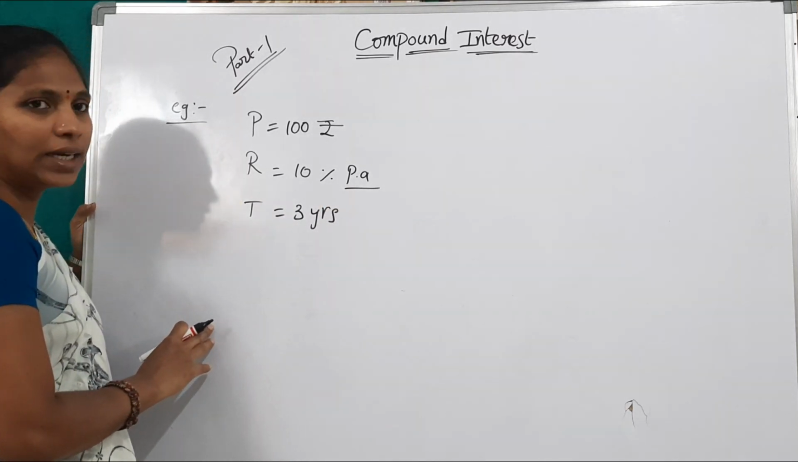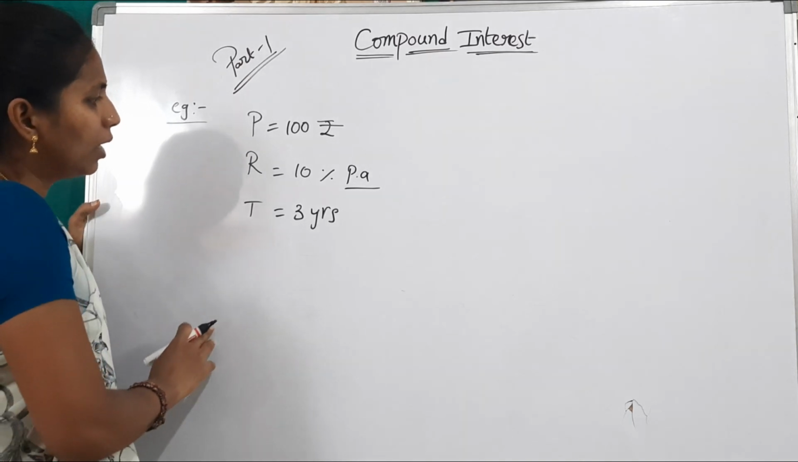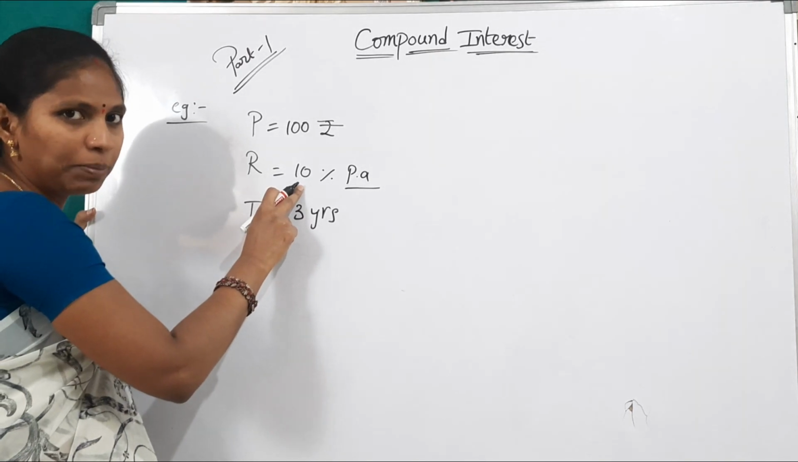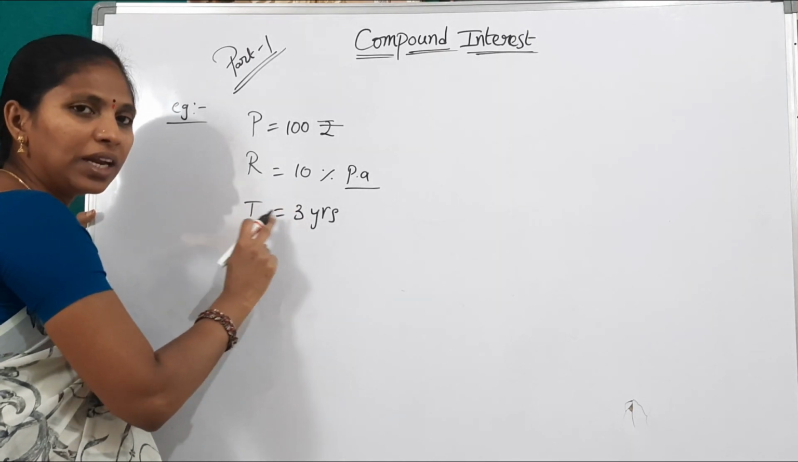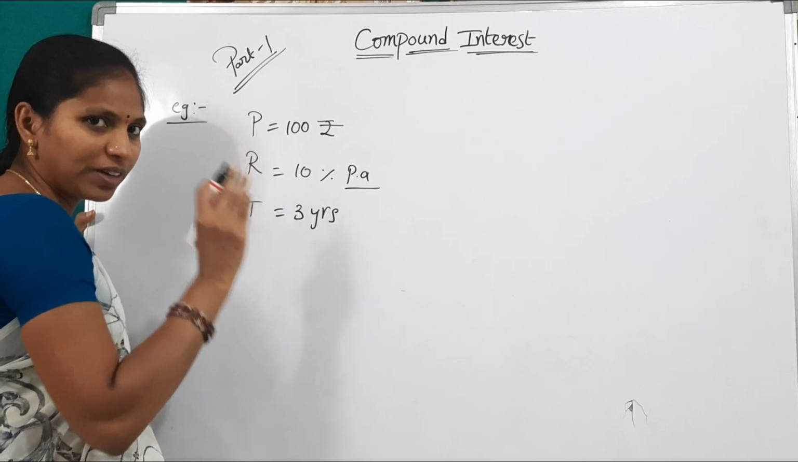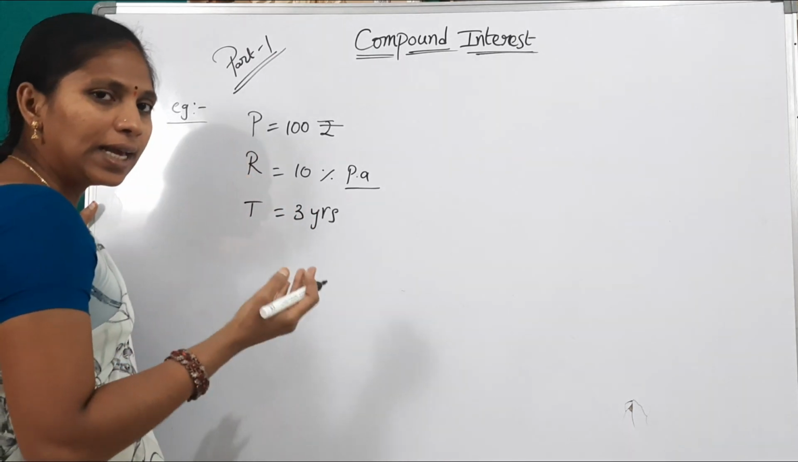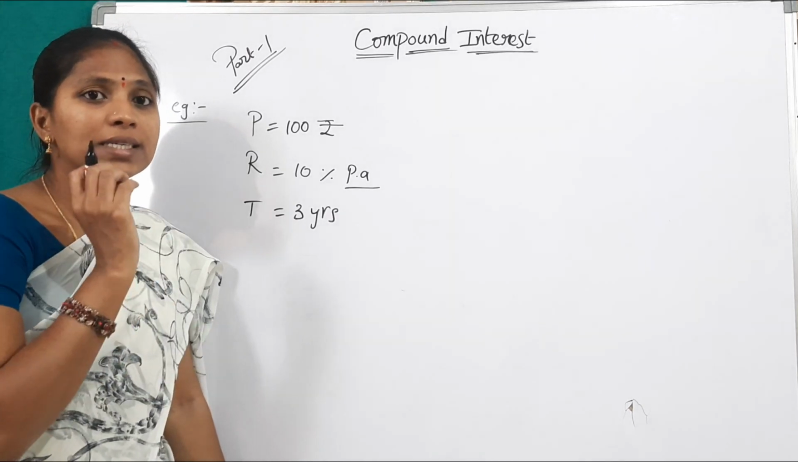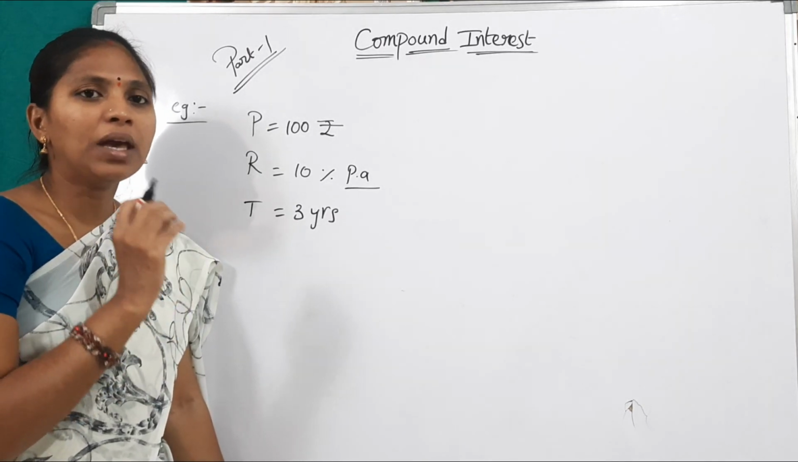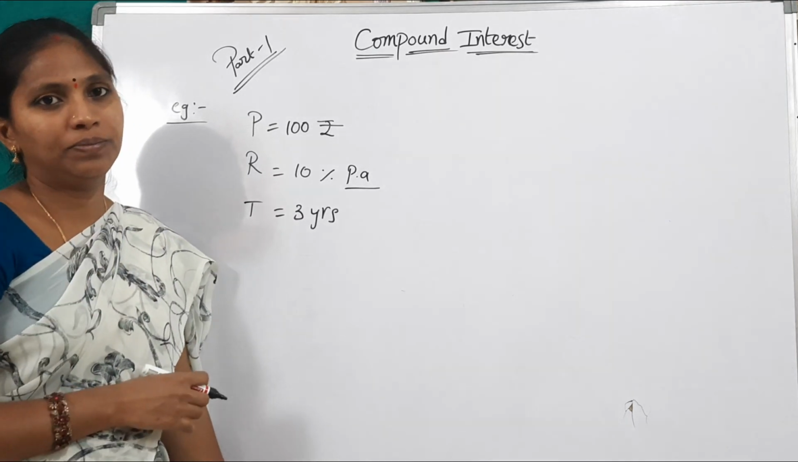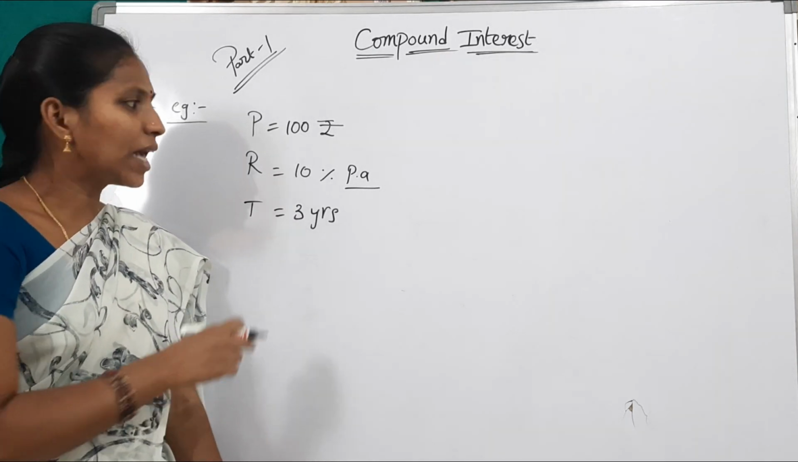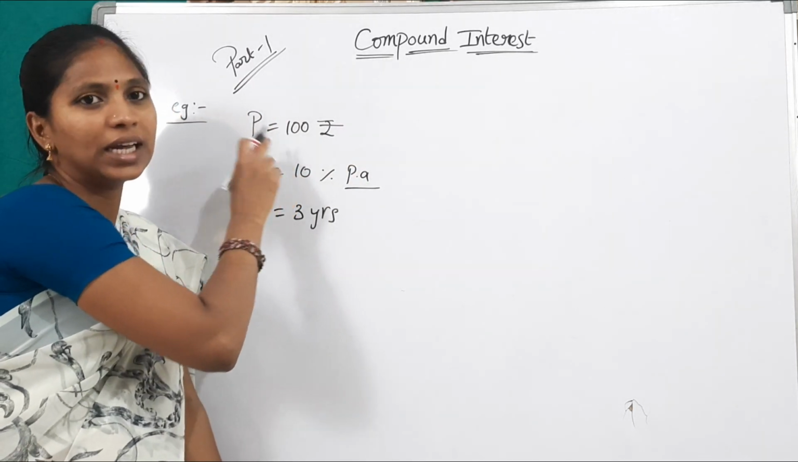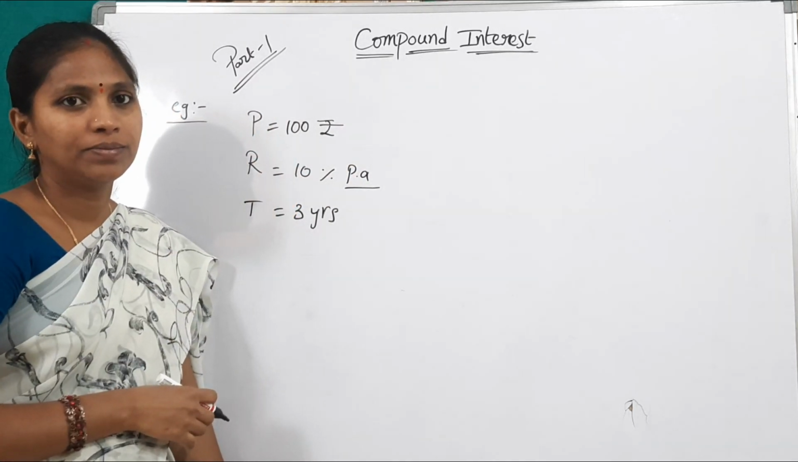Now I want to calculate simple interest. Per annum means per year, and the percentage is 10%. Here the time period is 3 years. So for the first year 10%, second year 10% and third year also 10%. Here simple interest is the same in each and every year. Interest is calculated only on this principal each and every year. That is called simple interest.